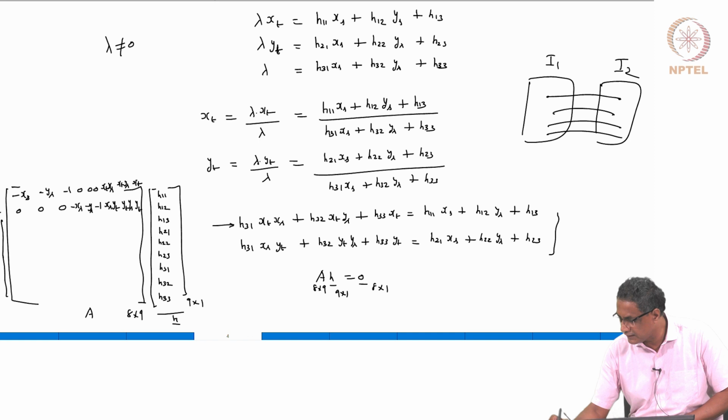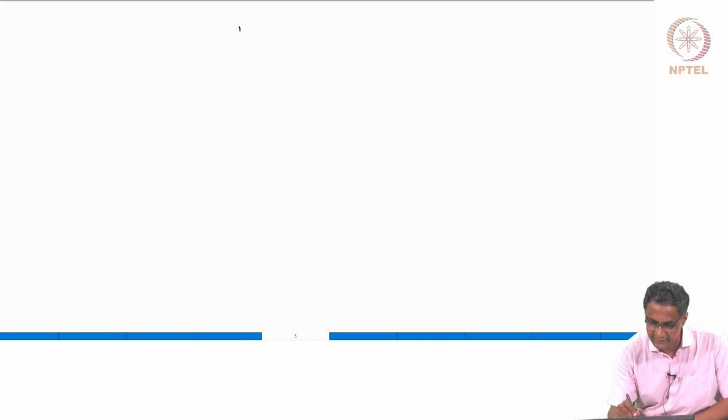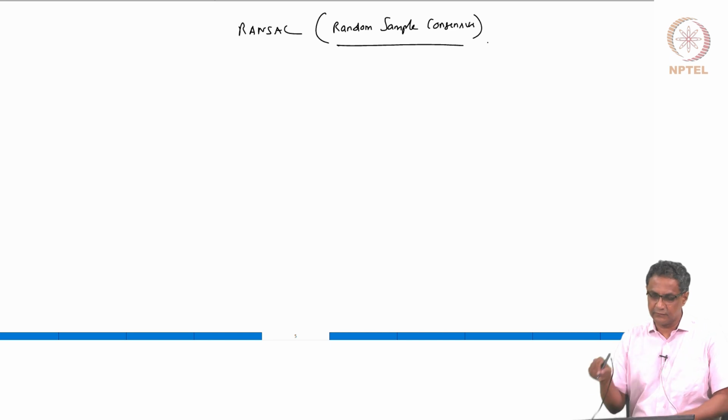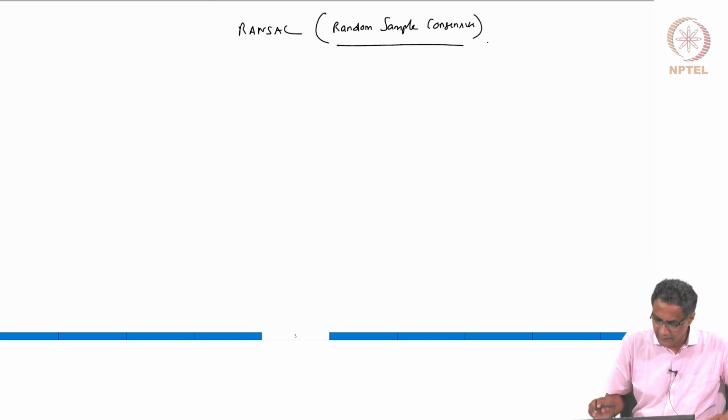So, to handle outliers, there is something called RANSAC, which means random sample consensus. This has nothing to do with homography or anything. This is something which comes from the CS literature, and it is actually a nice idea.